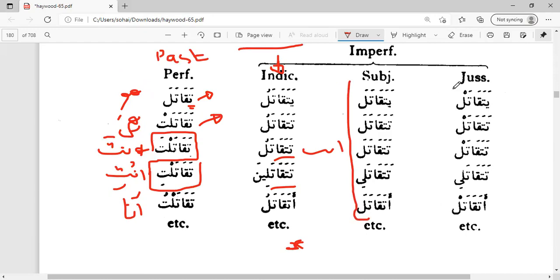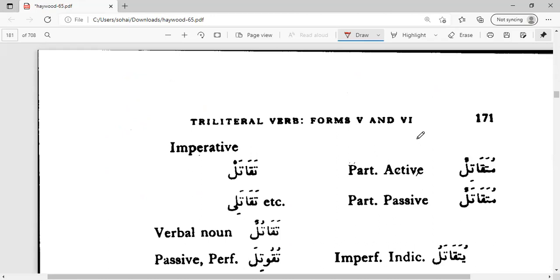And so when you have an particle in front of you, and so forth. And in majzoom, when you have lam, for example, or you have la of negation, don't do this, then you have a majzoom. Lam yatakatal. Lam huwa lam yatakatal, for example.